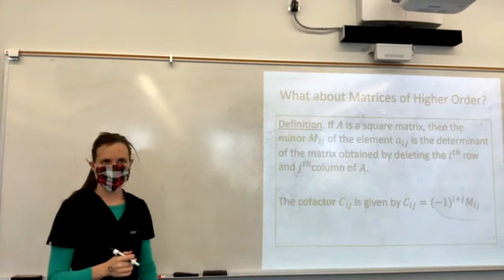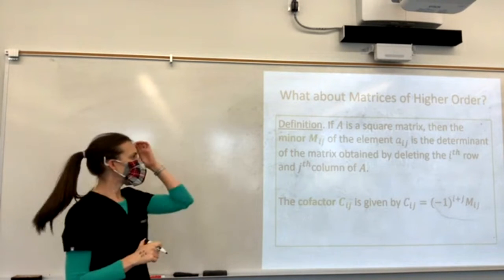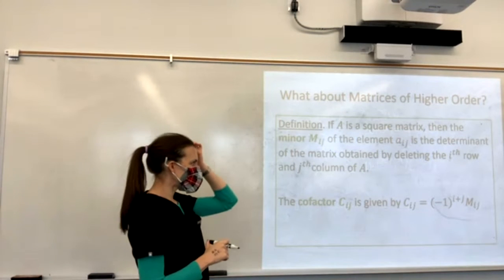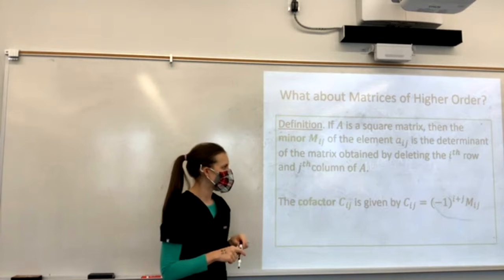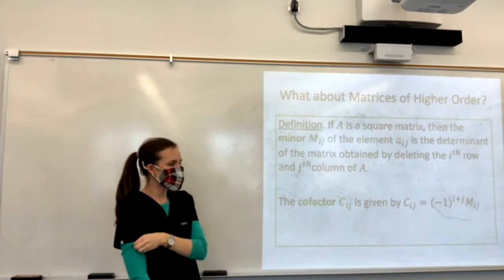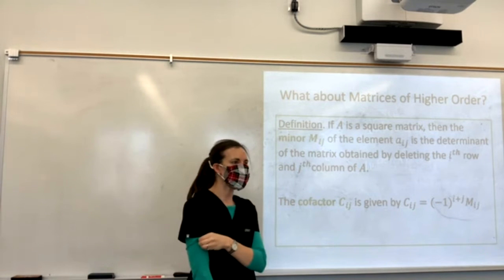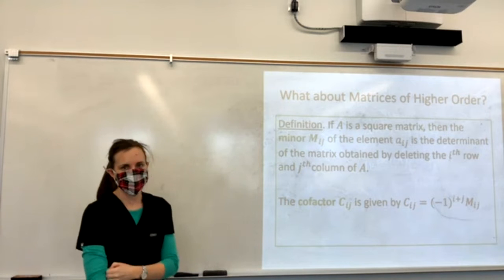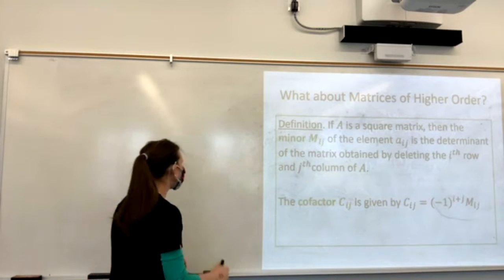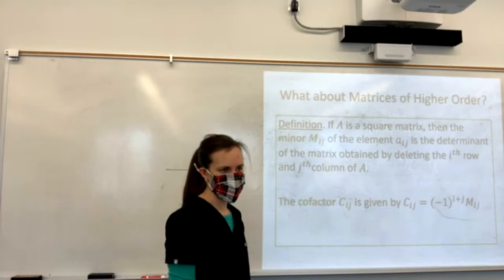Let's think about higher order. If A is a square matrix, then the minor, Mij, of the element Aij is the determinant of the matrix obtained by deleting the ith row and the jth column of A. All right, that's a mouthful. It's much harder to describe in words than it is to just do the darn thing. So we get the minor by deleting the ith row and the jth column and taking the determinant of what's left. You'll see what that looks like in just a second.